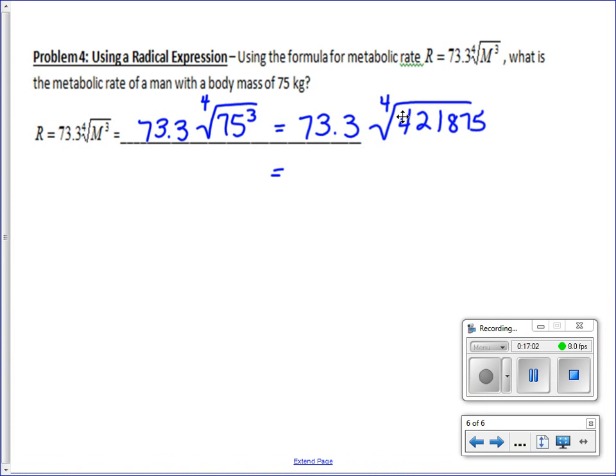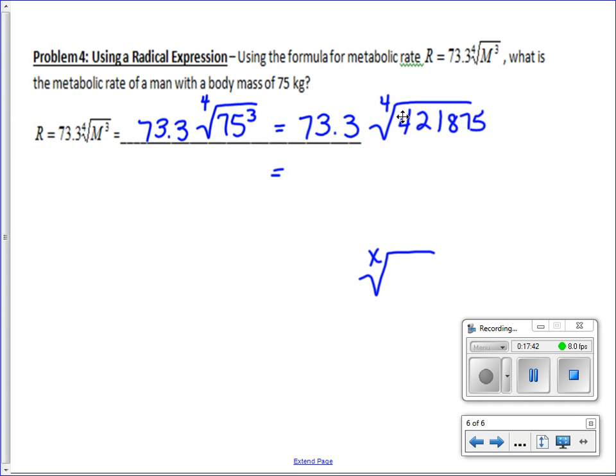Now let's go ahead and evaluate. We're going to take 73 and 3/10 times the fourth root, and to put in the fourth root in your calculator, you want to put in the index first, 4, then hit the second button and the caret button, because right above it you're going to see a symbol that looks like this. And then we're going to put in our radicand, 421,875. Hit enter.